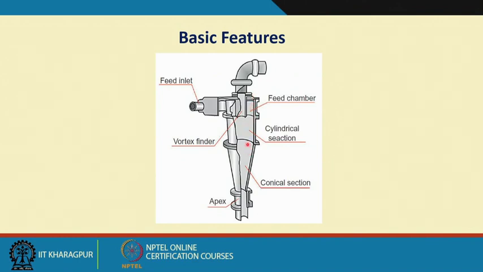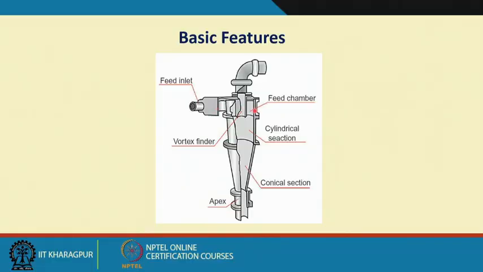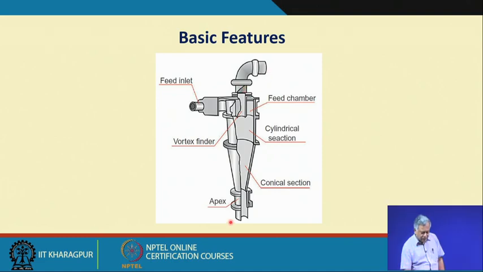Anyway, we will come back to how it works later on. Where it gets entered, we call it the feed chamber. This is the feed inlet, and you have got two exits. One we call the overflow, or the vortex finder, through which it goes out, and you have the underflow or the apex. So, this is the vortex finder, through which you get the overflow, and here is the underflow discharge, which we call the apex, and this is the cylindrical section and this is the conical section.